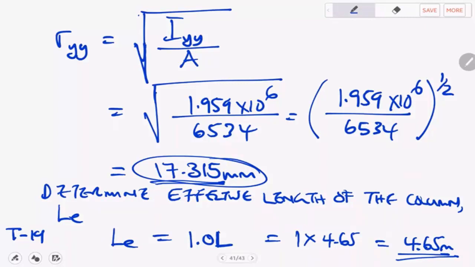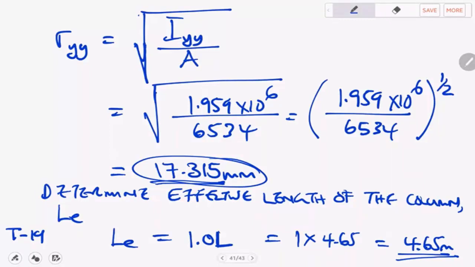So is the length of the column correct? 4.65, is that correct? No, the length of the column is correct, but what I'm now doubting from you guys is this value of 1.959 times 10 to the power 6. That's what I'm now doubting.